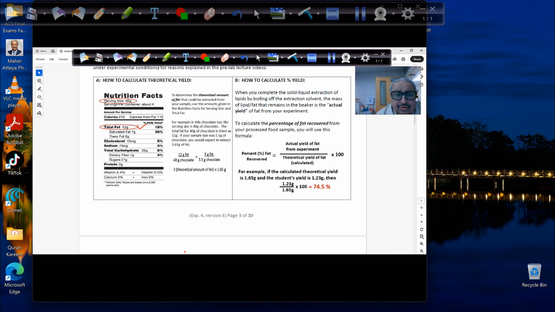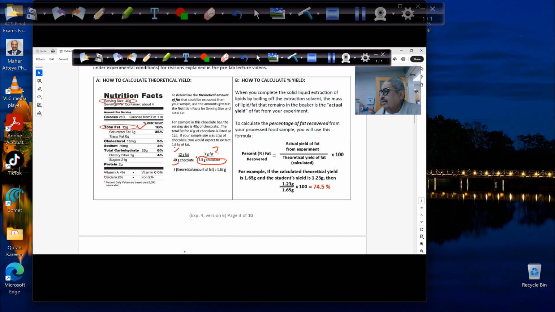Here we talked about how to calculate the theoretical yield. You compare your total fat, 12 grams in this example, to the whole serving total, which you can find in the back of your snack, equal to X gram of lipids or fats. That's what you are looking for. You don't know it. Divided by the amount you have taken, 5 to 6 grams, so in this case 5.5 grams. You calculate X, and X will be your theoretical yield.